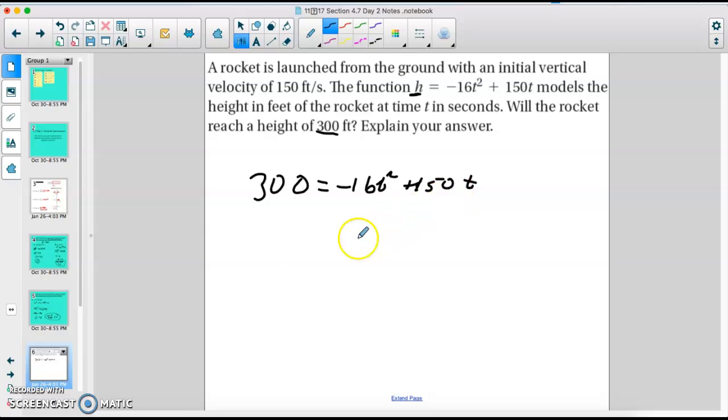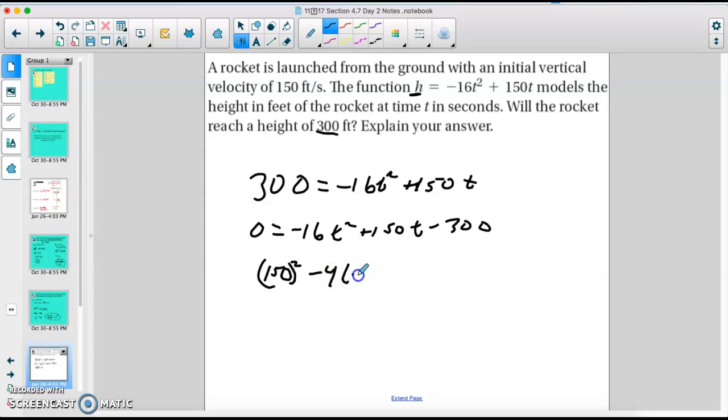Okay, and then just like all the other problems, we subtract 300 to get it on the same side as everything else. So -16t squared plus 150t minus 300. And then we use the discriminant, not the determinant, the discriminant. And we do 150 squared. Parentheses are always good. Minus 4a is -16. C is -300. Calculator time for all this stuff.